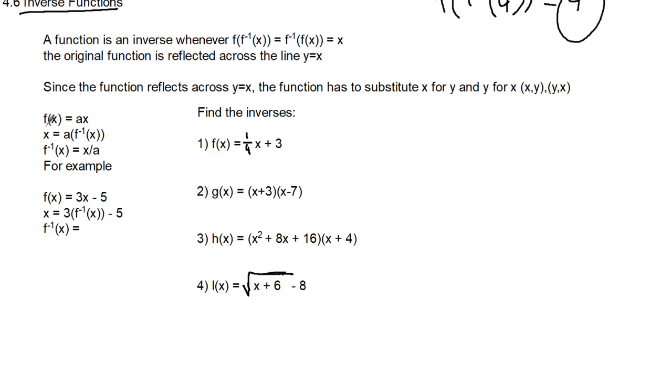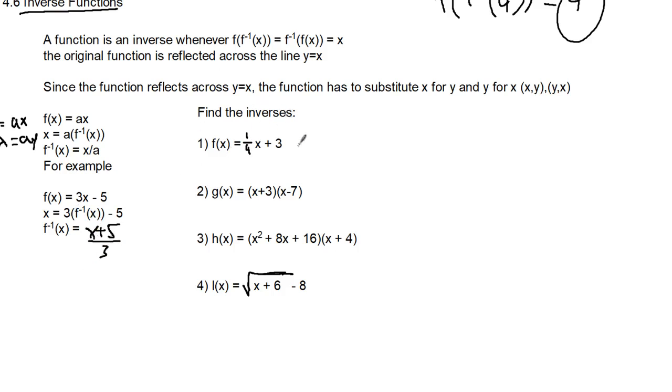I have some examples right here. f(x) equals ax. You switch the f of x. You could also do y equals ax and then switch the x and the y positions to solve for y, but that's not extremely necessary. For example, f of x is equal to 3x minus 5. Switch the x and the f of x positions. You add 5 to the other side, and you get x plus 5, and then divide by 3. You will get x plus 5 divided by 3.